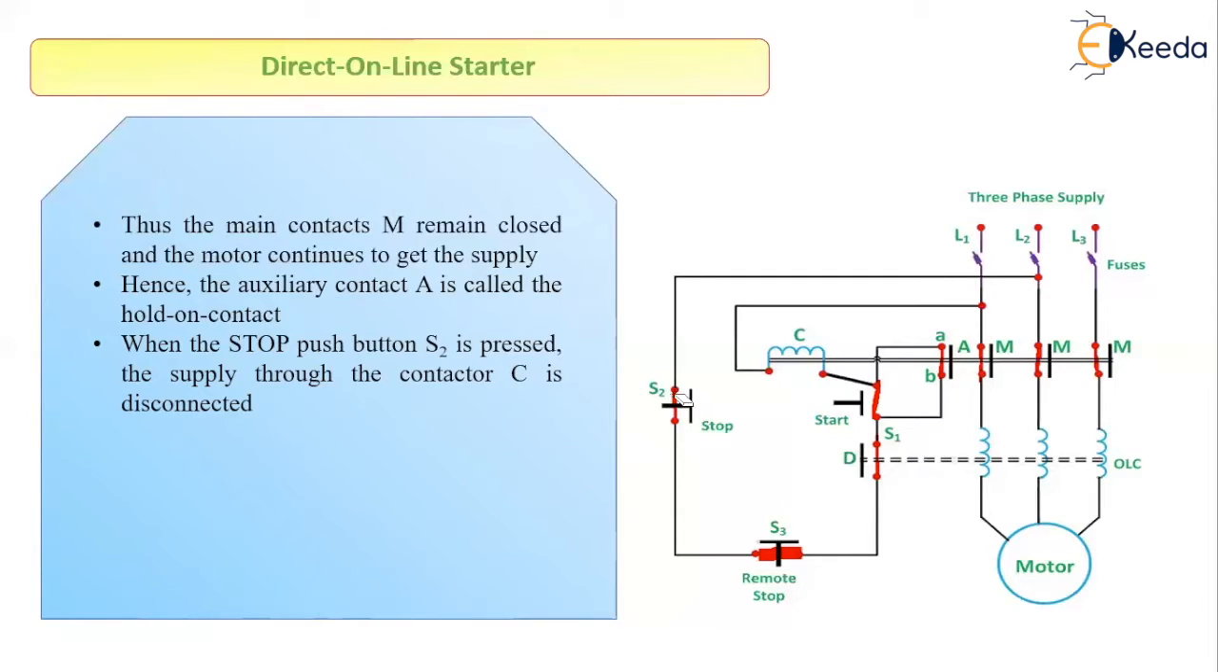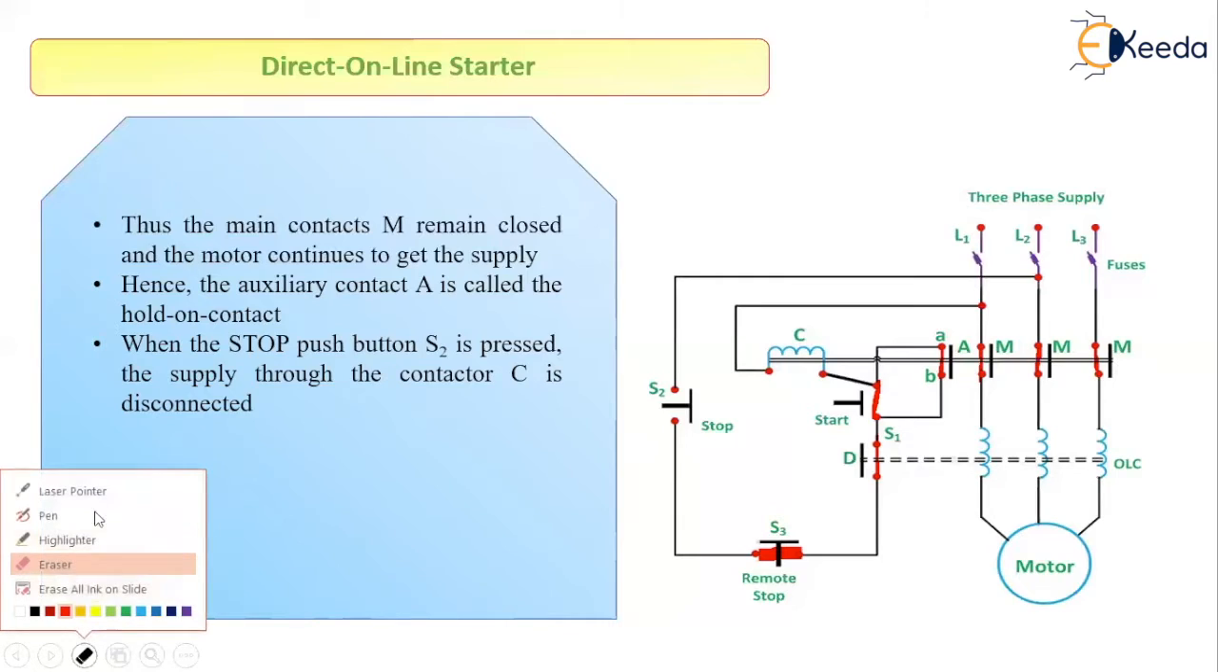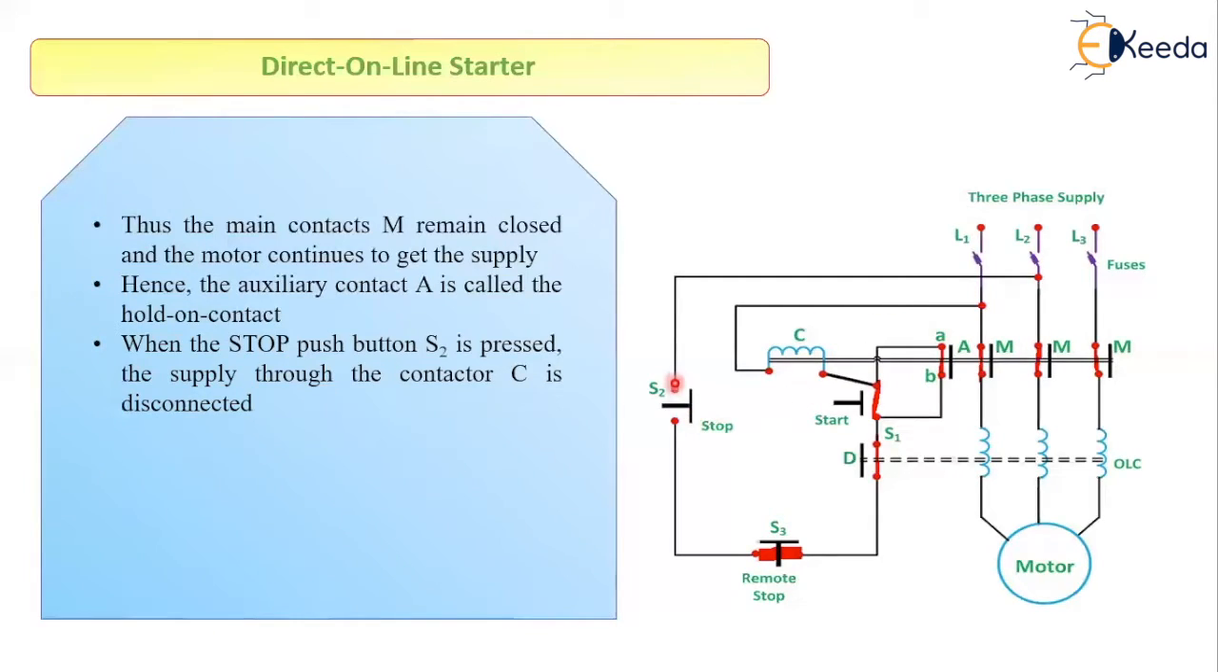So when I press the stop button, initially it was normally closed, so it will become normally open. Now you can see here as it is open, my circuit is also open now. Initially my circuit was closed. So what will happen? This contactor C will be de-energized. Now let us see what will happen when this contactor is de-energized.